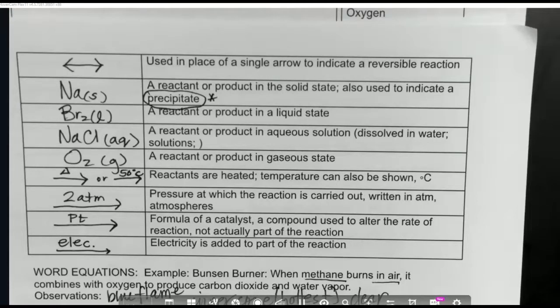If we have to heat something, then we are going to use a triangle, or if we have to say the exact temperature, we show that over the arrow. If we have to do the reaction under pressure, we use the actual pressure we used. If we have to show a catalyst, a compound that makes the rate of the reaction speed up, then we're going to write that formula over the arrow. So in this case, I used platinum. It is a common catalyst. And finally, if we are going to electrolyze a reaction, then we are going to use the letters ELEC to represent electricity being added.